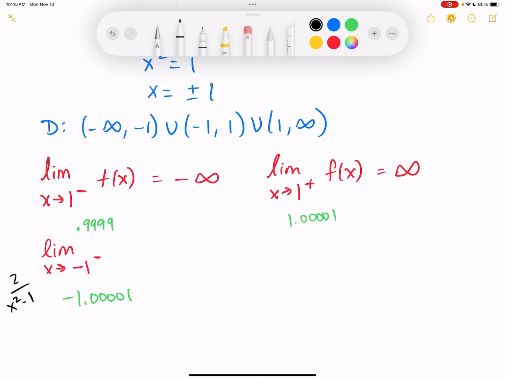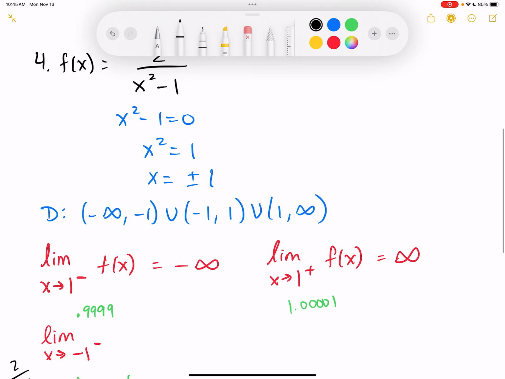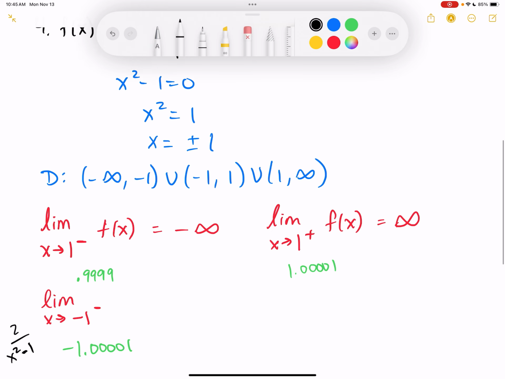So if I plug in this, okay, this negative 1.00001, I've got 2 divided by... I've been forgetting to tell you to square it, but on that one it didn't matter because it was positive either way. But now I've got a negative value getting plugged in. Okay, negative squared is going to become positive, minus 1. It's still going to be positive, so positive divided by positive is positive. So this one is going to be positive infinity.